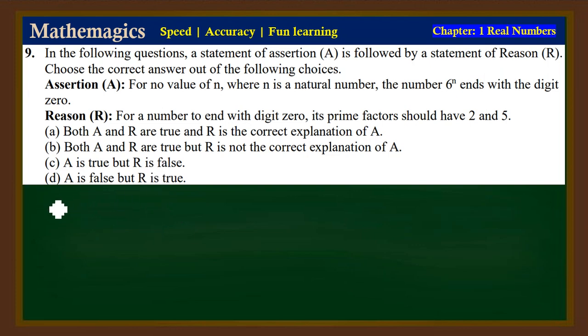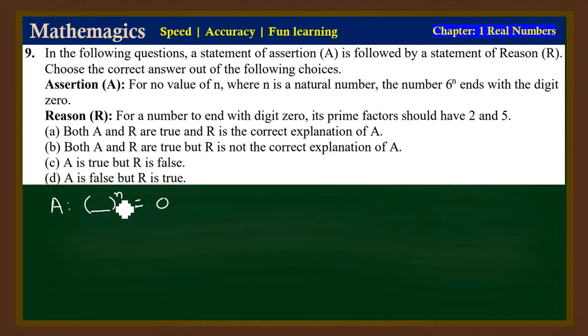So what is the assertion? The assertion is all about this: for no value of n, where n is a natural number, the number 6 to the power n ends with the digit 0. So according to the rule, which numbers end with the digit 0?